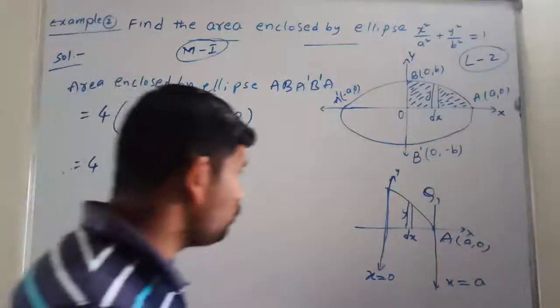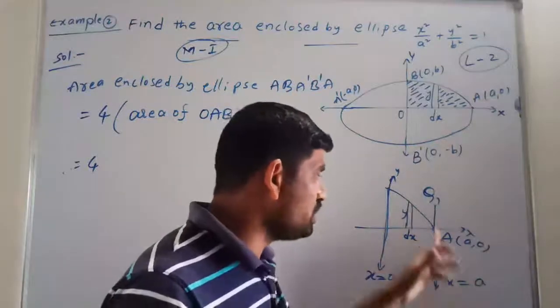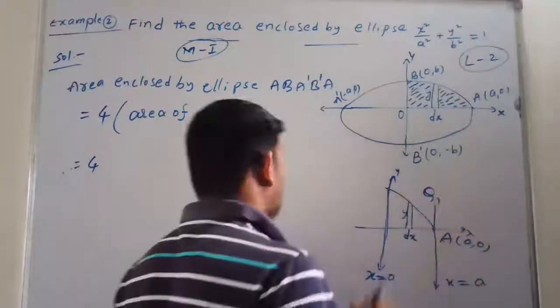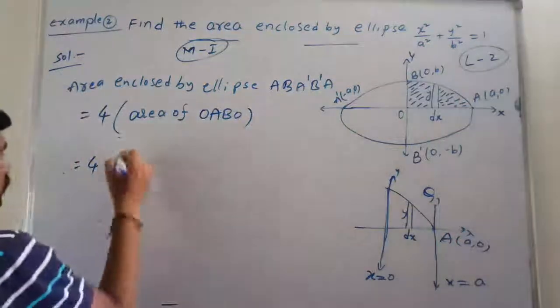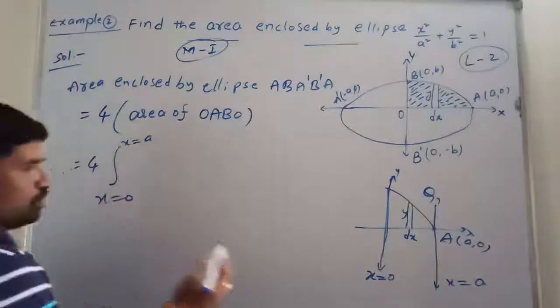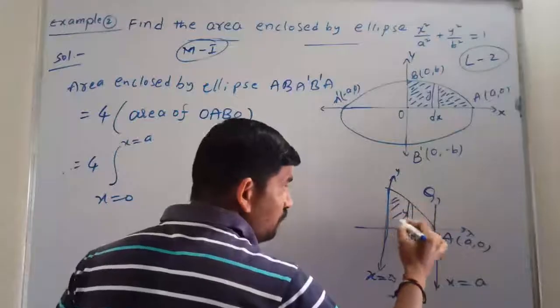So x is equal to 0 is the lower limit and x is equal to a is the upper limit. For whom? Just we are taking in the first quadrant. Yes, that's why we can start integration from x is equal to 0 to x is equal to a, because this is the lower limit and this is the upper limit. In only first quadrant we are taking, students.